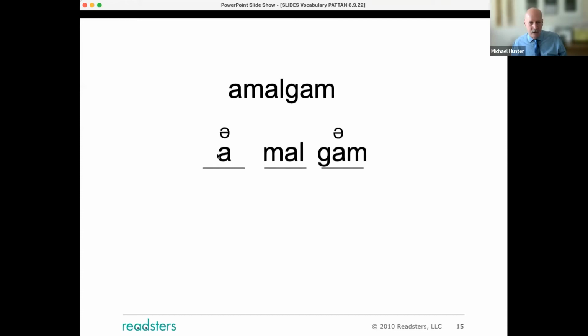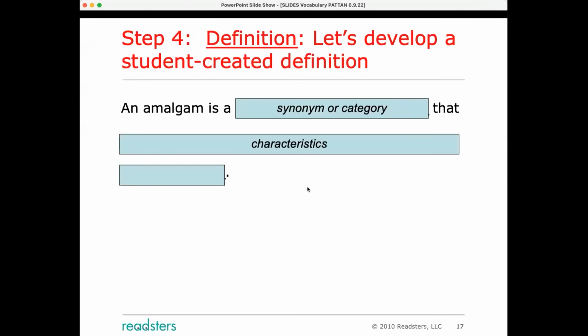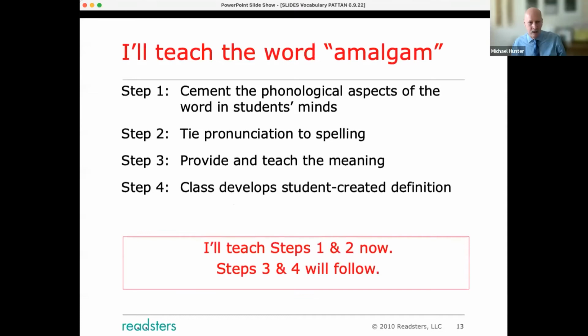I'm going to take away our word and we're going to think about what we just looked at. And Shelley, what was the last syllable in amalgam? Gum. And how did we spell it? G-A-M. Okay.